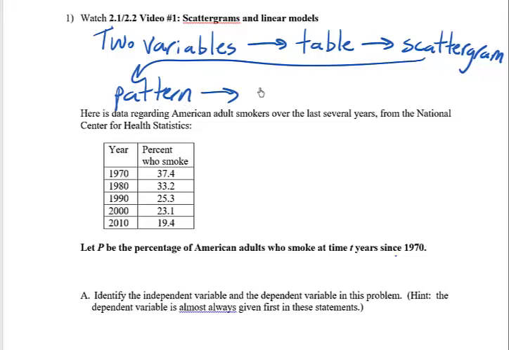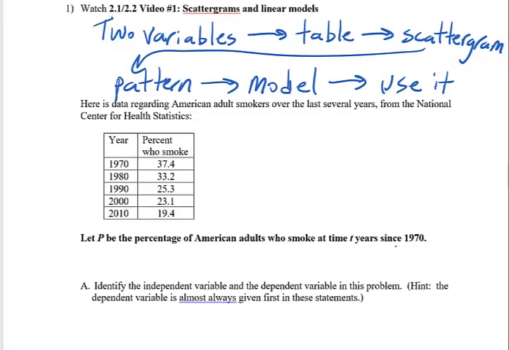so that we can create what's called a model. And once we have the model, we can use it to help us understand our situation a little bit better. Now remember, chapters 1, 2, and 3 are all about linear relationships, so the only kind of model we'll be talking about in this chapter would be a linear model.